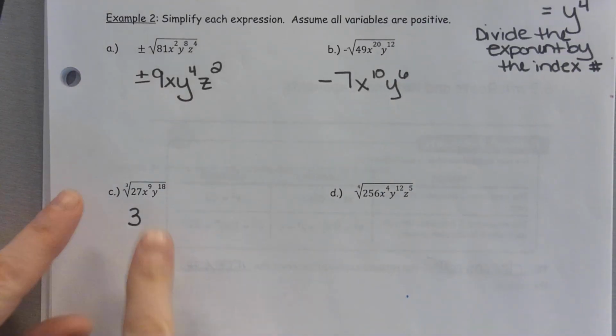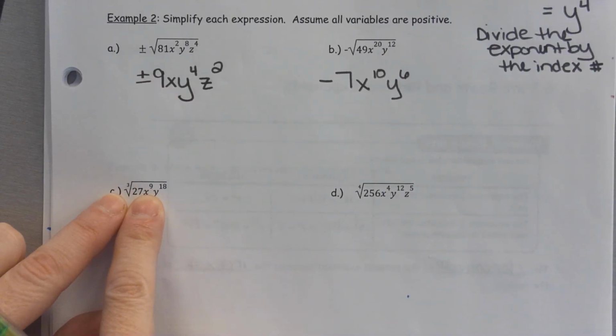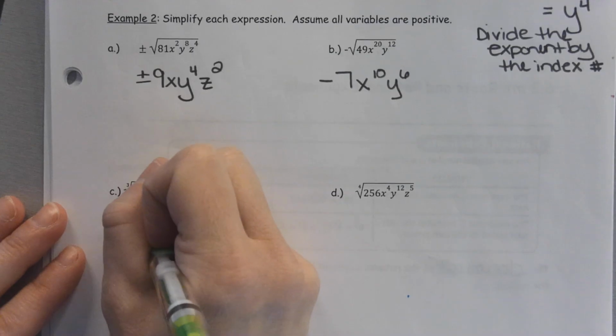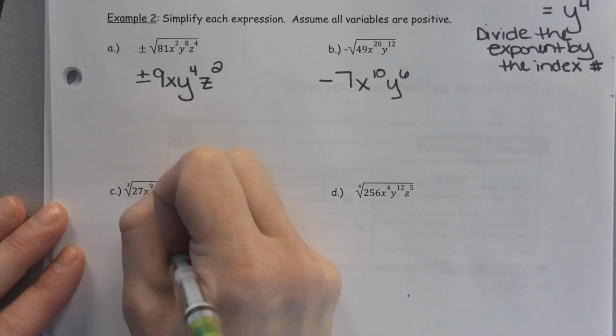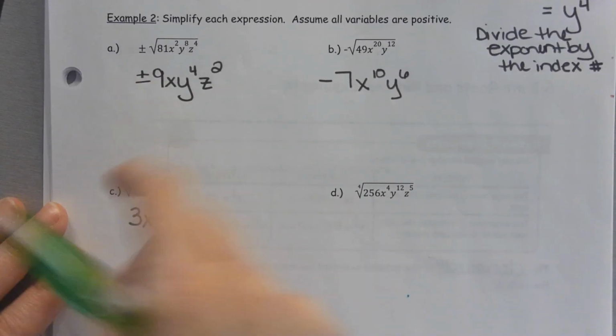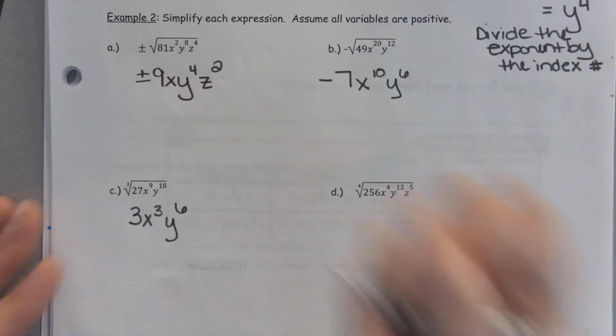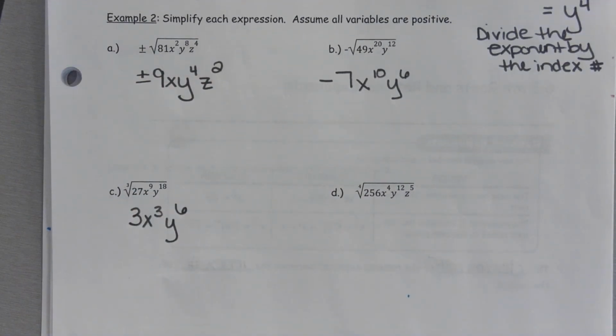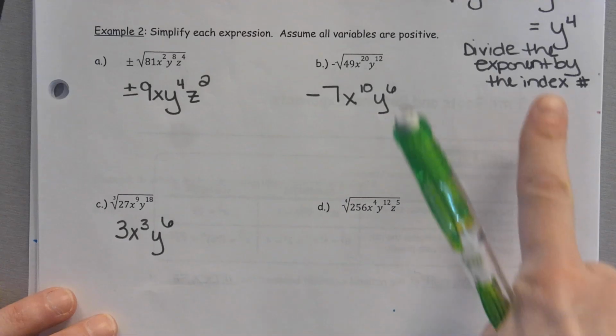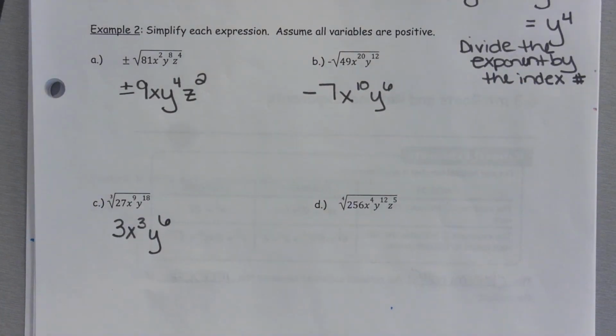3. Nice. Okay. X to the 9th. Remember, we divide. So 9 divided by 3. Y to the 18 divided by 3. 6. And again, you might want to write yourself this note off to the side if you haven't already, because when you look back at this later and you're like, where did I get y to the 6? Help yourself out. Help yourself remember where it came from.